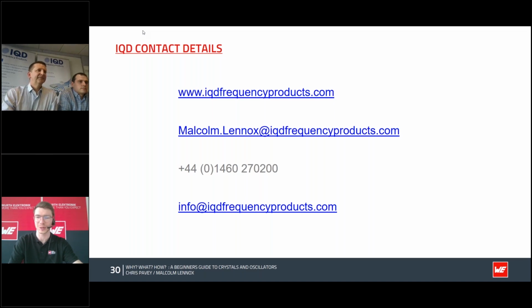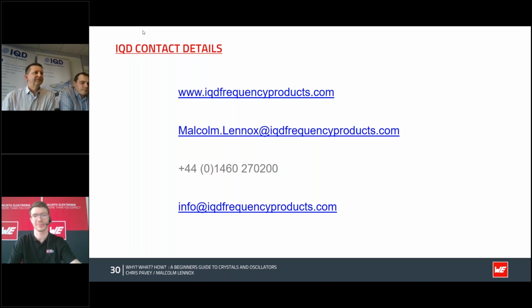Can crystal miniaturization continue, or have we hit the physical limit of what is possible with the current processes?